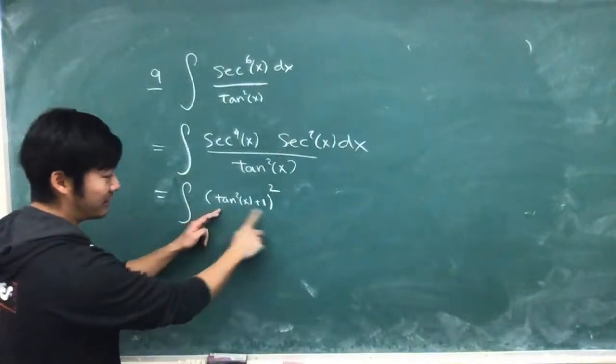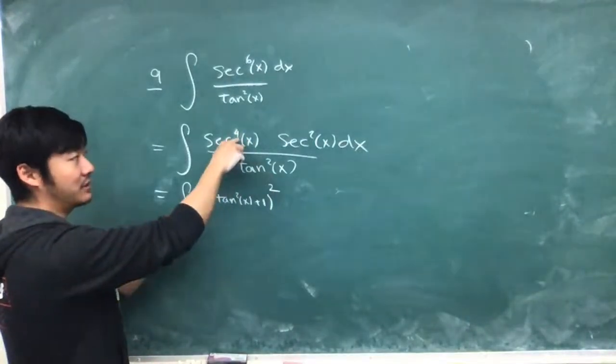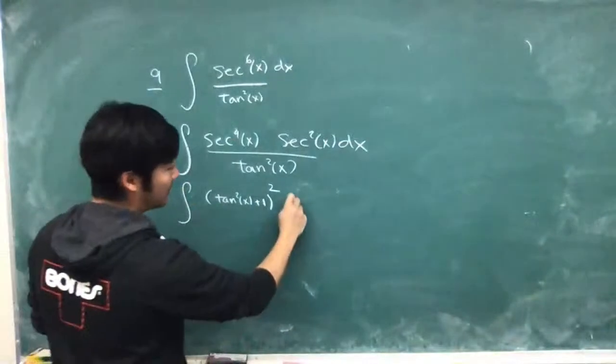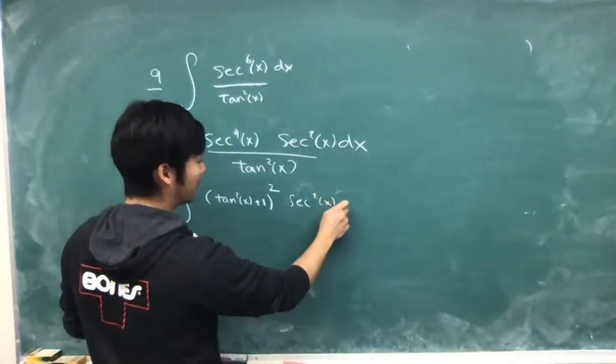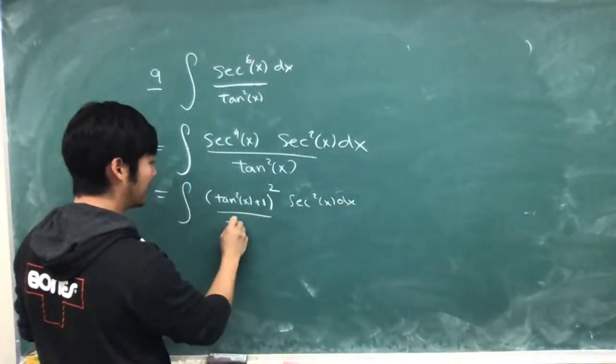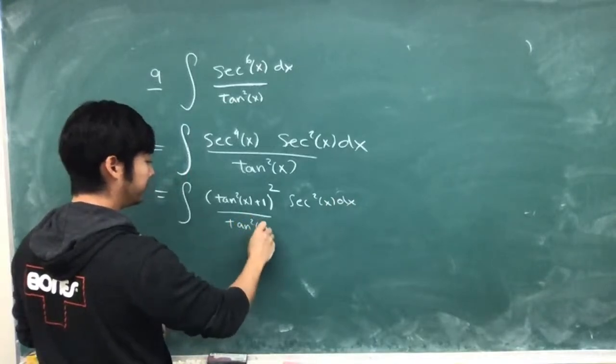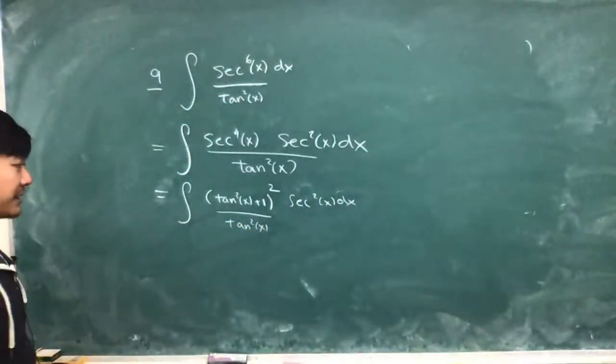So in all of this is secant squared, but then you square it. But then you get secant to the 4th, and then secant squared, and then all over tangent squared. And then the rest is super easy.